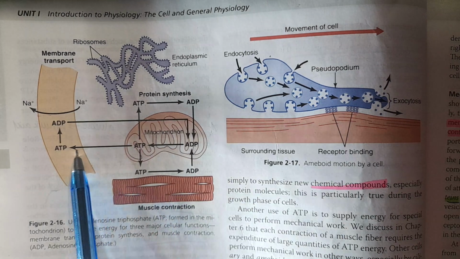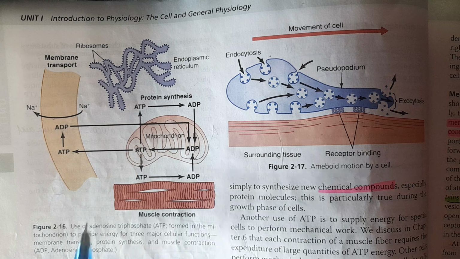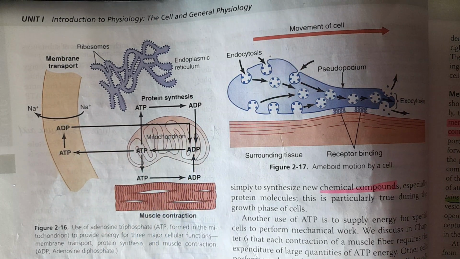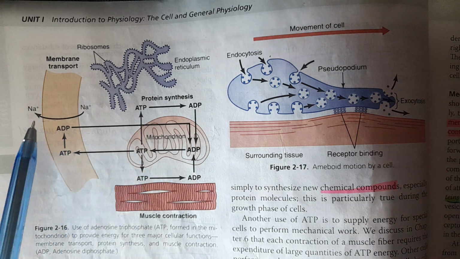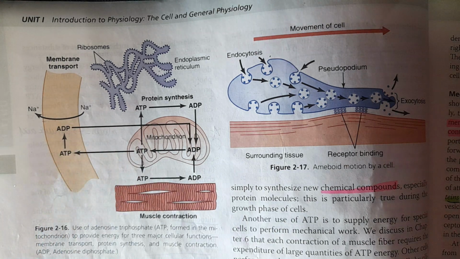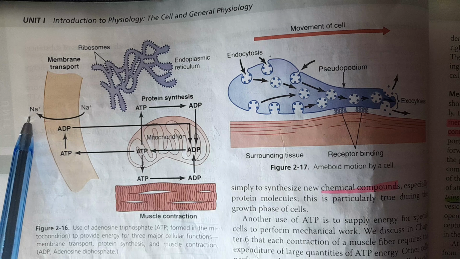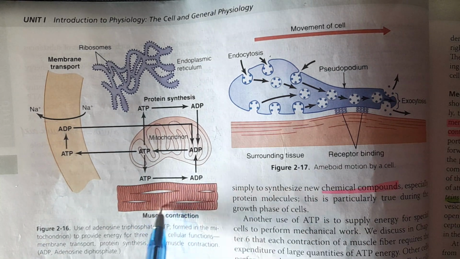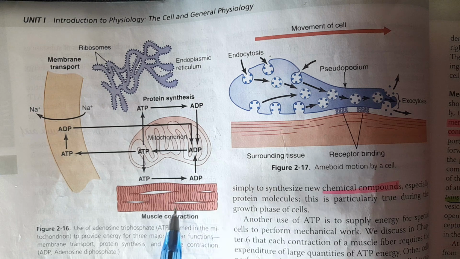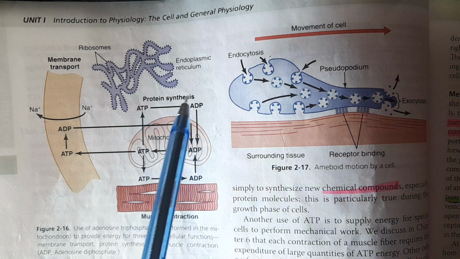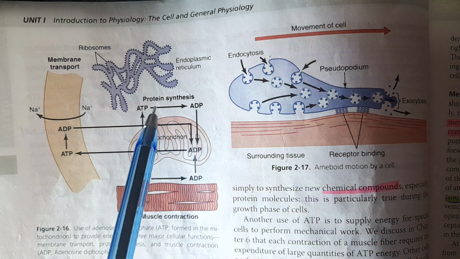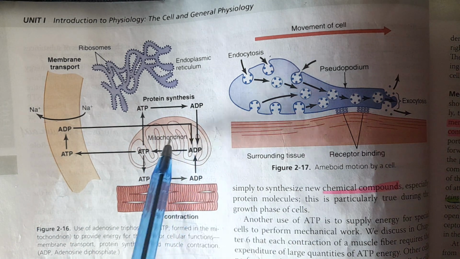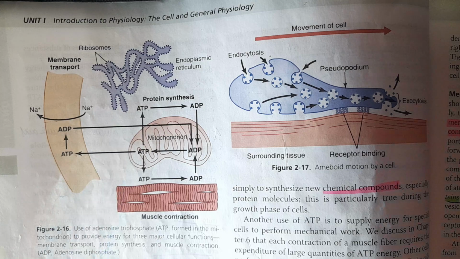Then it is involved in the synthesis of chemical compounds, that is protein synthesis. Then it is involved in transport of substances through the membrane. The transport of sodium, muscle contraction, the actin myosin cross bridges formation by the ATP, and protein synthesis also require ATP, which is provided by the Krebs cycle occurring within the mitochondria.